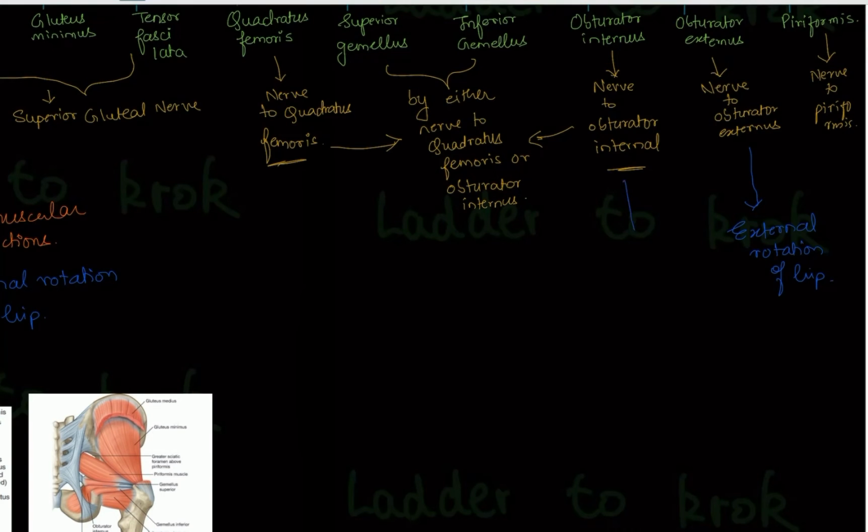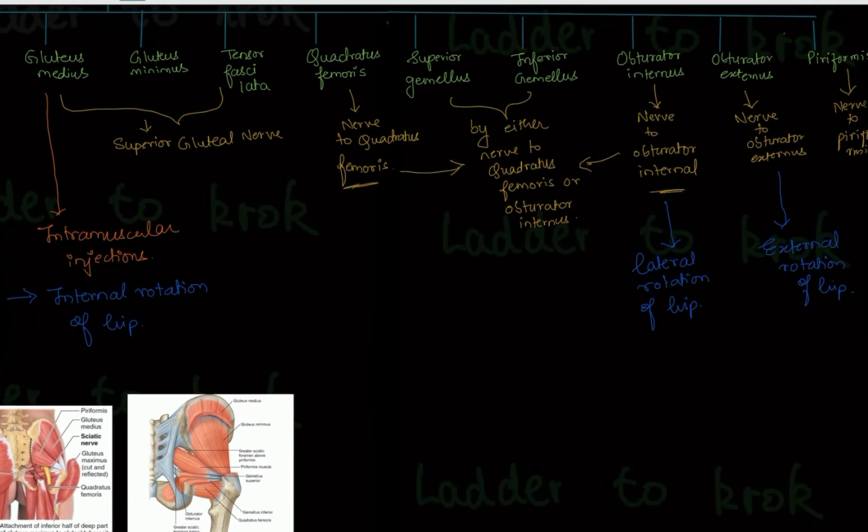And this obturator internus carries out lateral rotation of hip. And these three together, which are supplied by superior gluteal nerve, are termed as abductors of the hip joint. They are called abductors of hip joint.